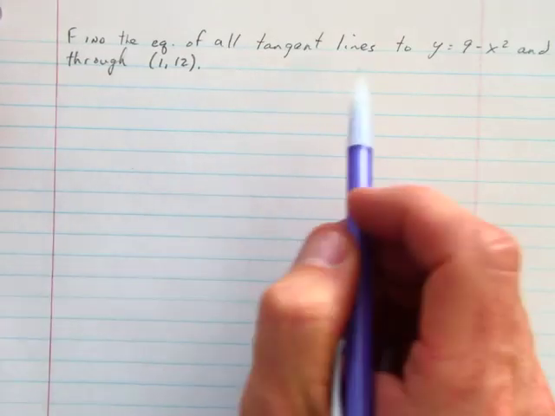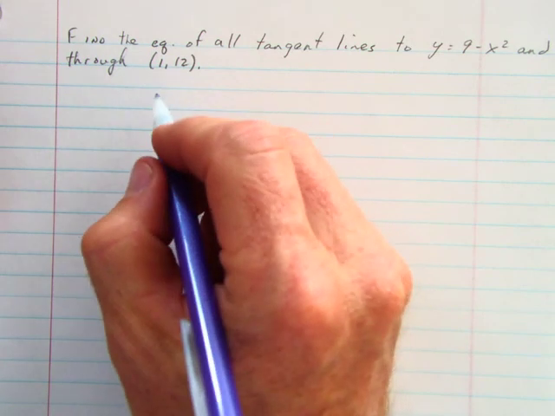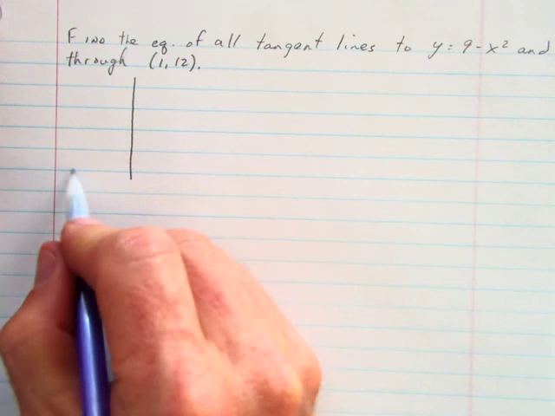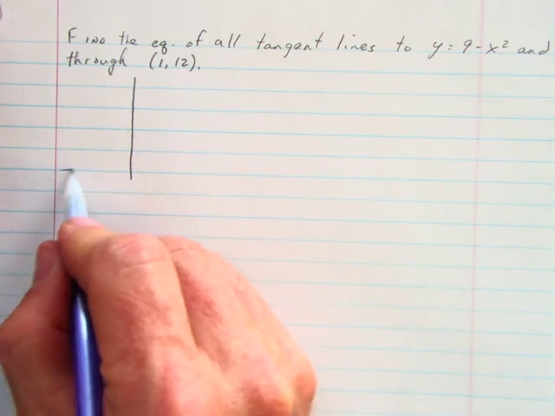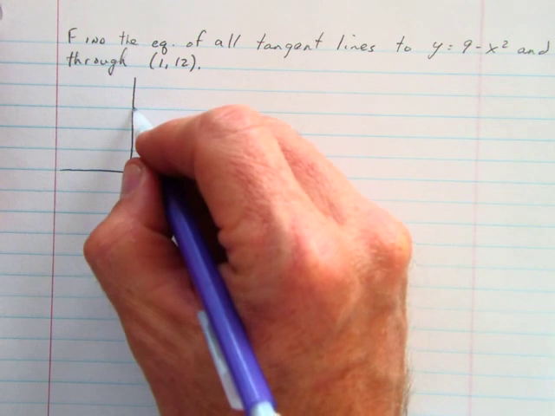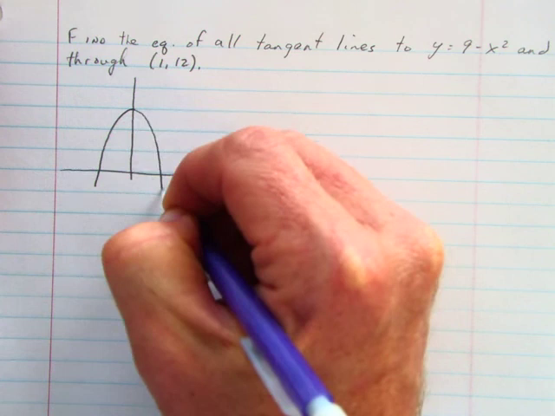Find the equation of all tangent lines to y equals 9 minus x squared and through the point (1, 12). What I want to do with this problem is take a look at the general concepts of this unit as well as this specific problem. So I'm going to first take a look at the graph.